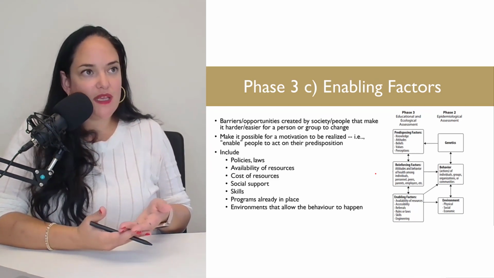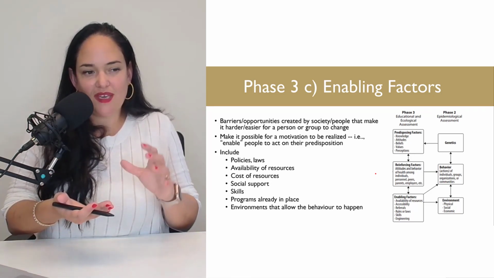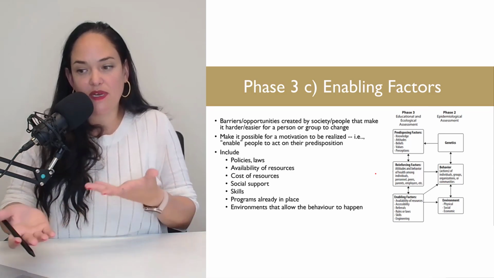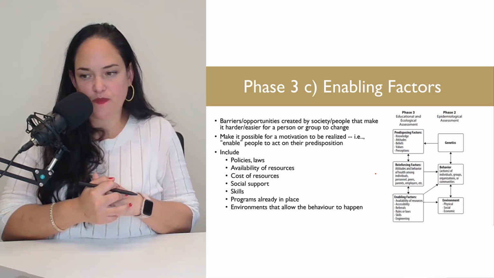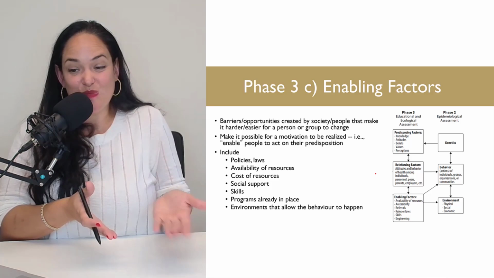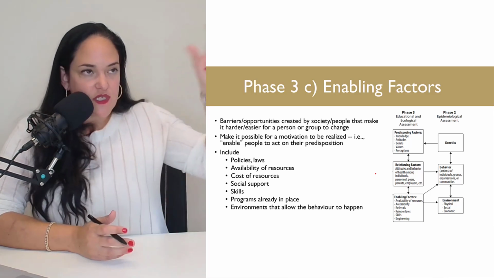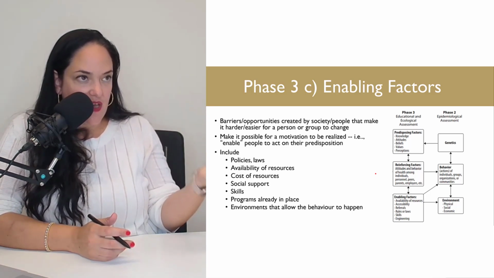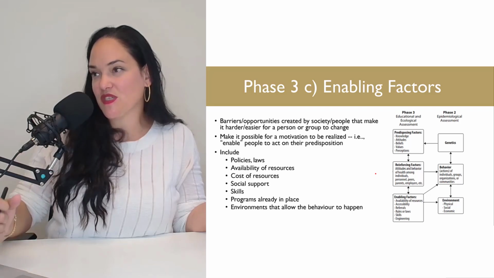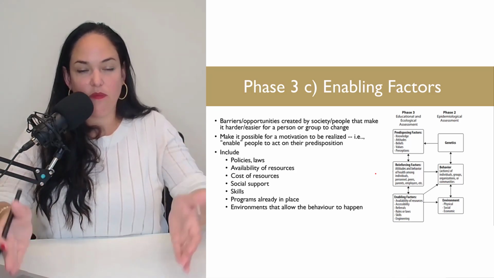Okay, and then an enabling factor, this is something that allows the behavior to take place. Okay, so it's kind of like a support system for the behavior. So there are barriers, opportunities created by society, people that make it harder or easier for people to change. Okay. So policies, laws, buildings, accessibility to these buildings. So for instance, if we're using the example of exercise again, okay, predisposing factor is like, do I like exercise? Do I want to exercise? Do I value it? Do I know how to? Blah, blah, blah. Reinforcing factor for exercise is like, when I exercise, what feedback do I get that makes me want to keep doing it? And then an enabling factor is like, what's there to help me actually do it, right?